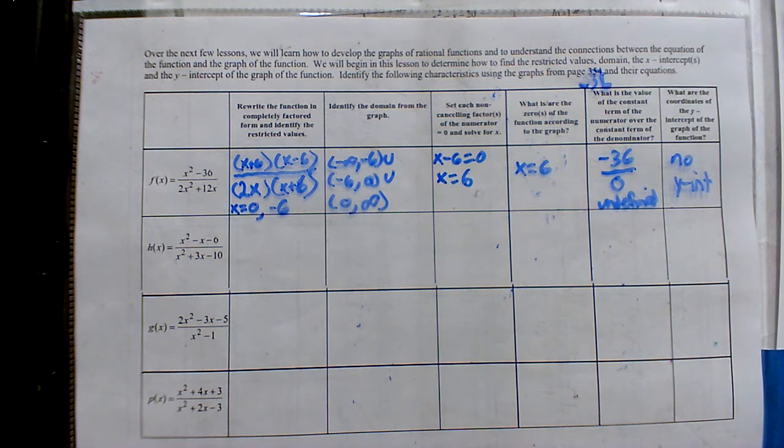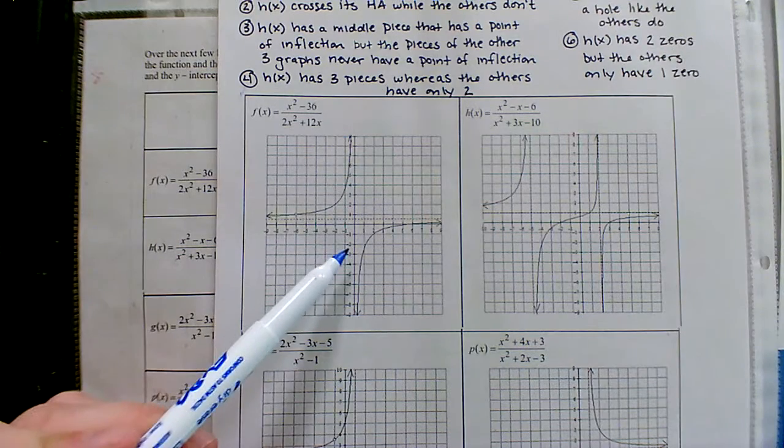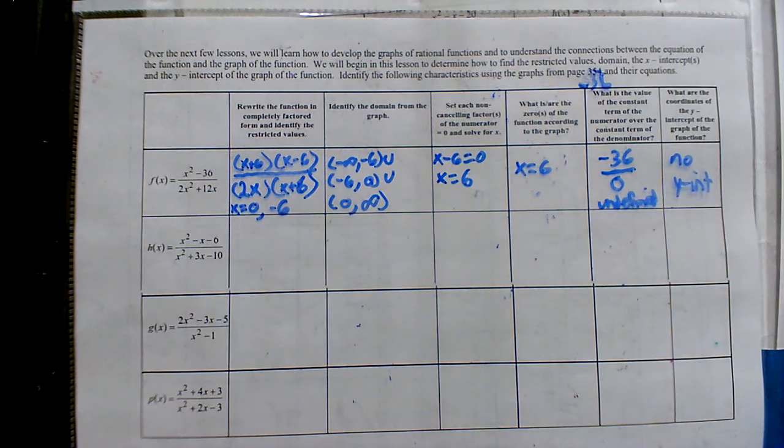Graphically, if you look at f of x, we don't have a y-intercept. It never crosses the y-axis. All right. Do we think we could try h of x on our own then?